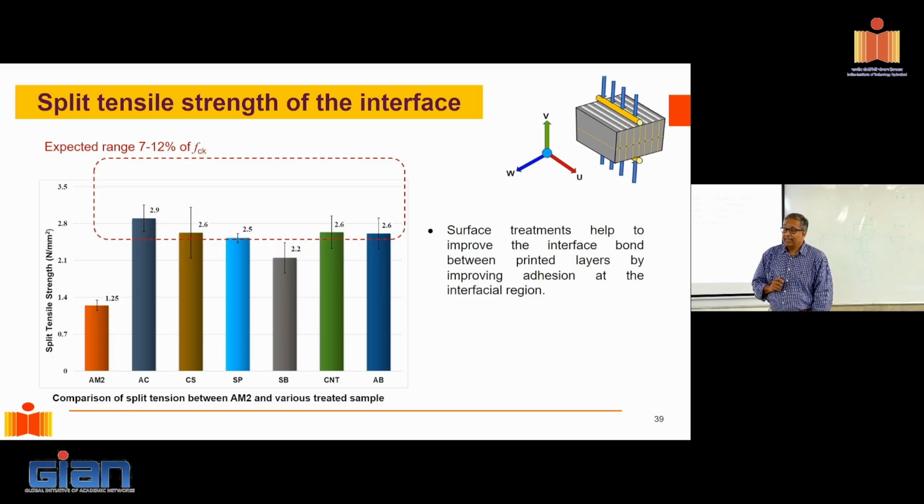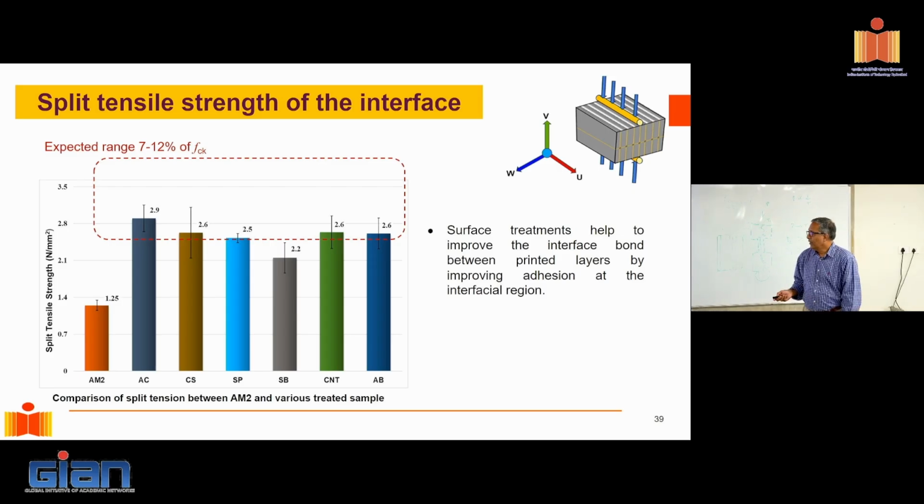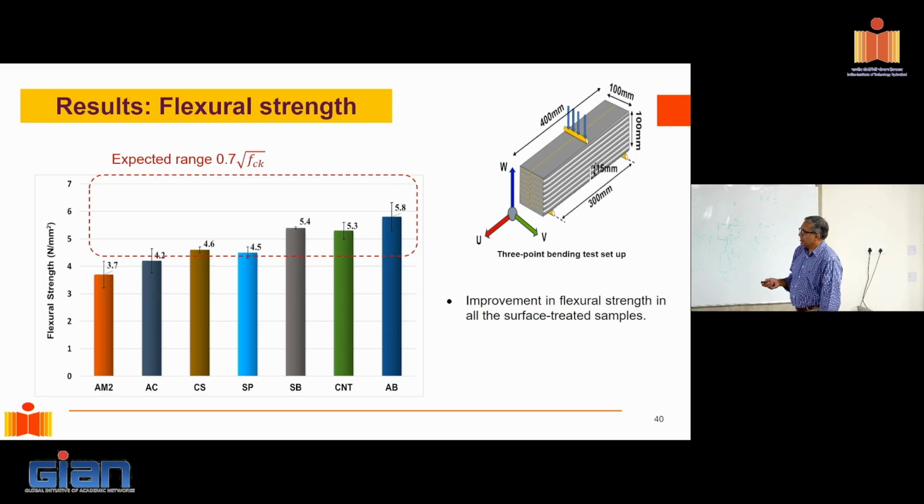Okay, and that is the important thing. So here now I'm starting to get into the expected range of 7 to 12% of fck. I'm starting to get there, right? And different treatments give different strengths, so that is something that we have to live with. Now, flexural strength, the same thing. When you do the flexural strength, the expected range is 0.7 times square root of fck. We start getting into that range with the different treatments.